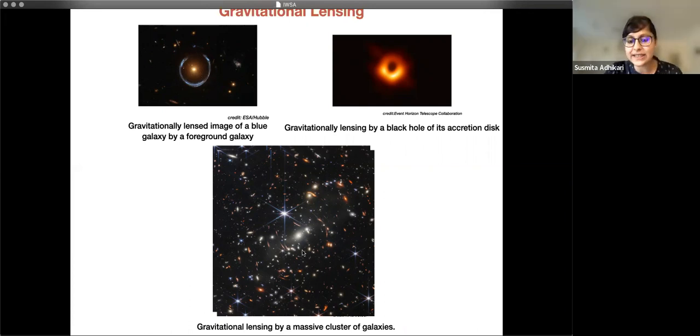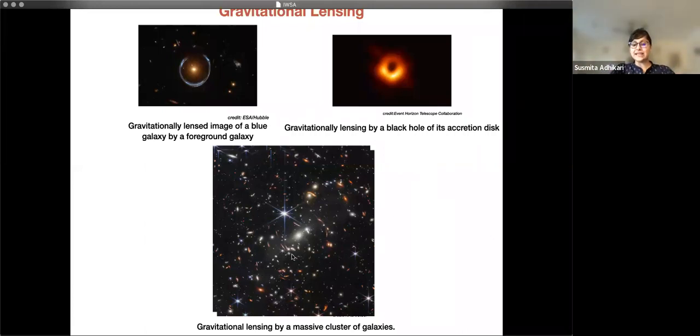Similarly, you must have seen this image from JWST, where again, you're looking at a cluster field. So you're looking at a field in the sky where there's a massive cluster of galaxies, and that mass essentially bends the path of light of the galaxies that are behind it from our line of sight, and creates these beautiful arc-like shapes all around it.